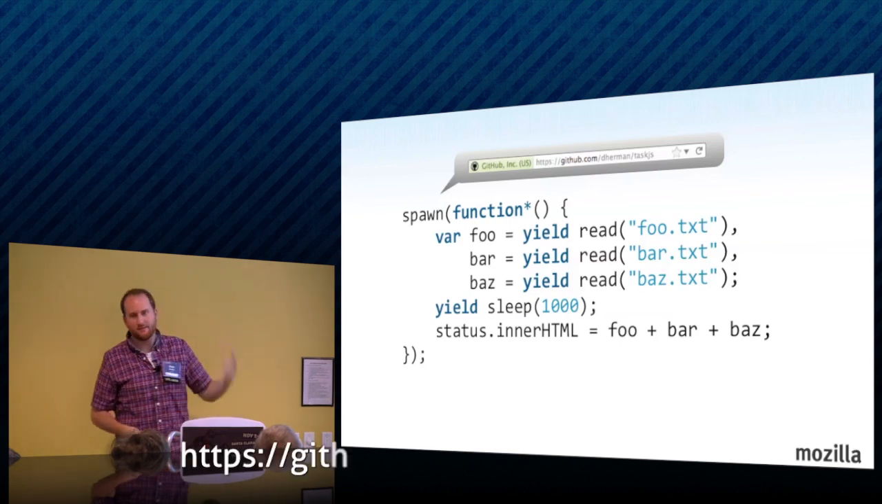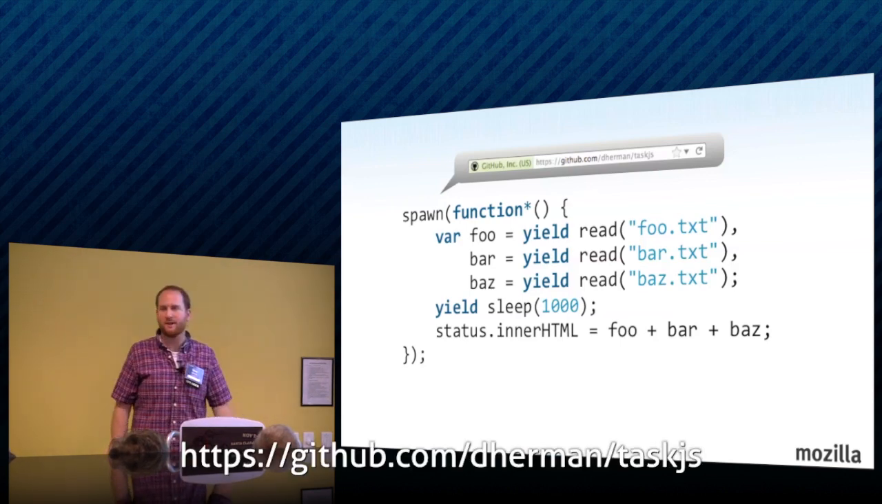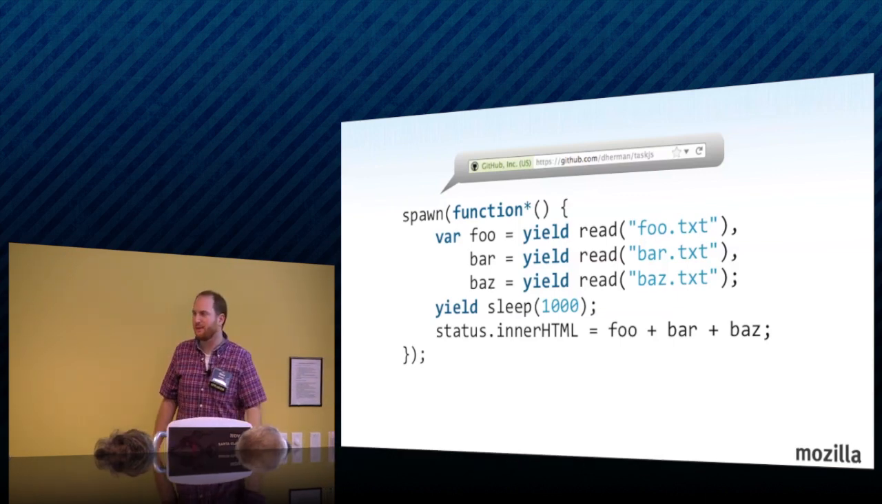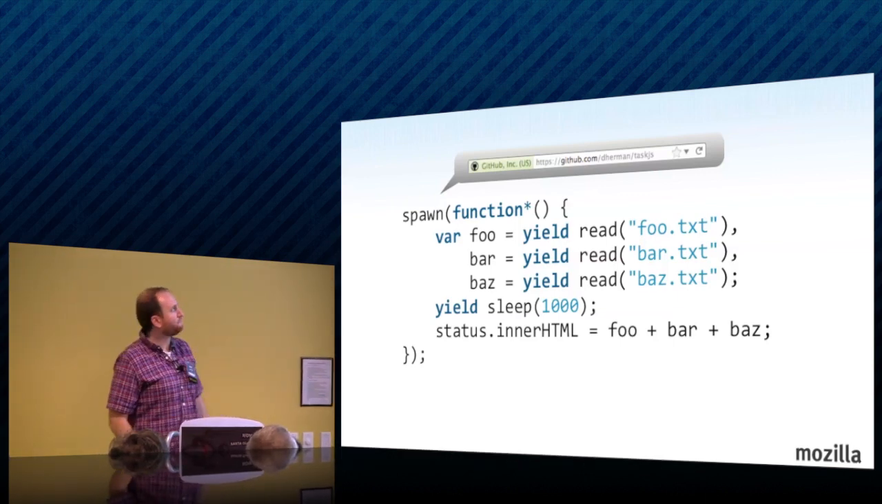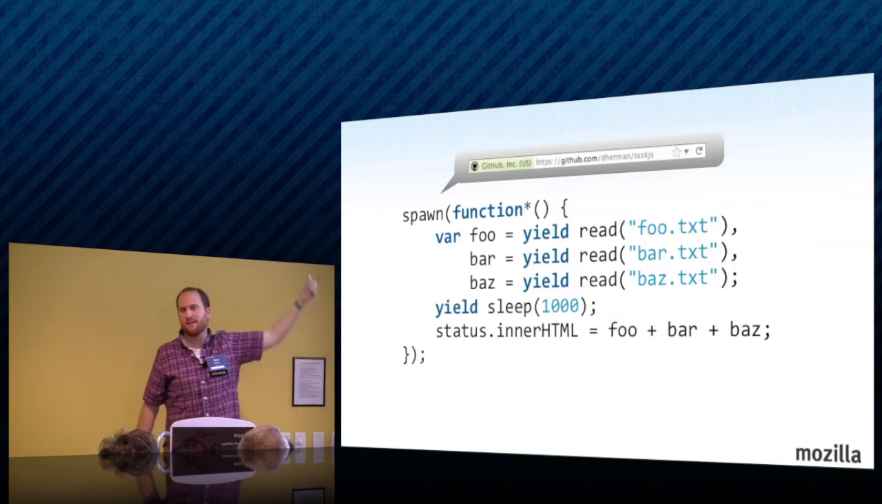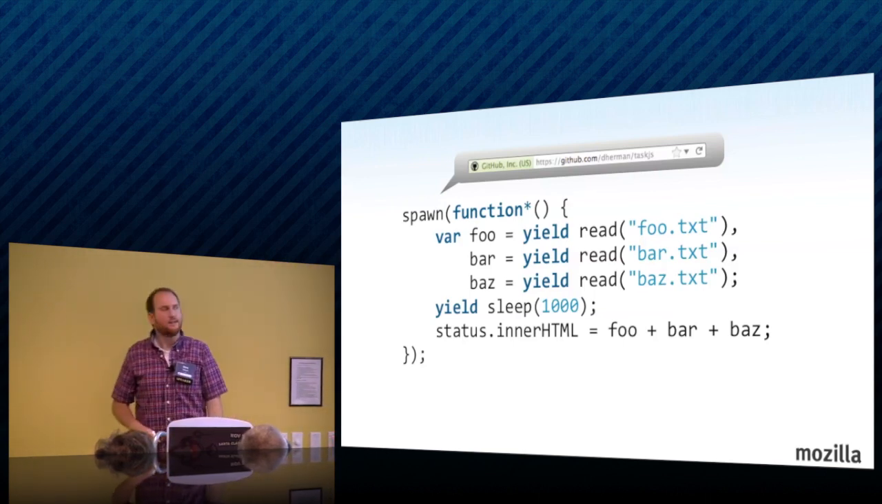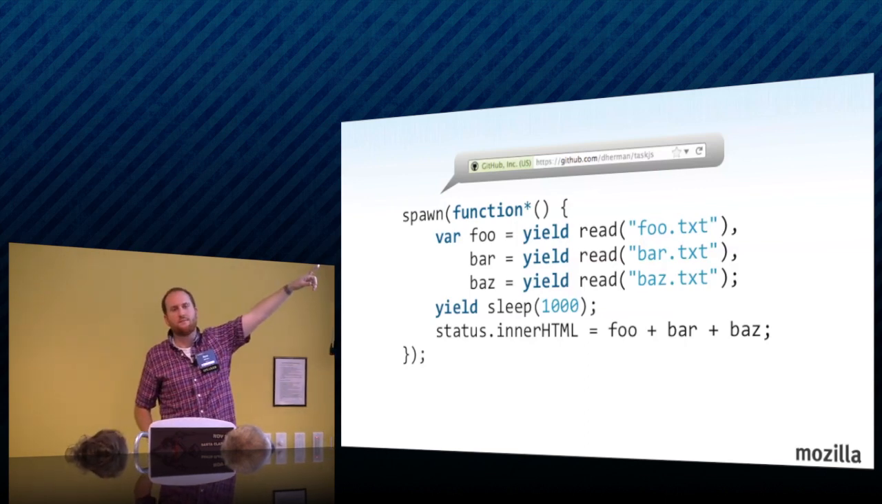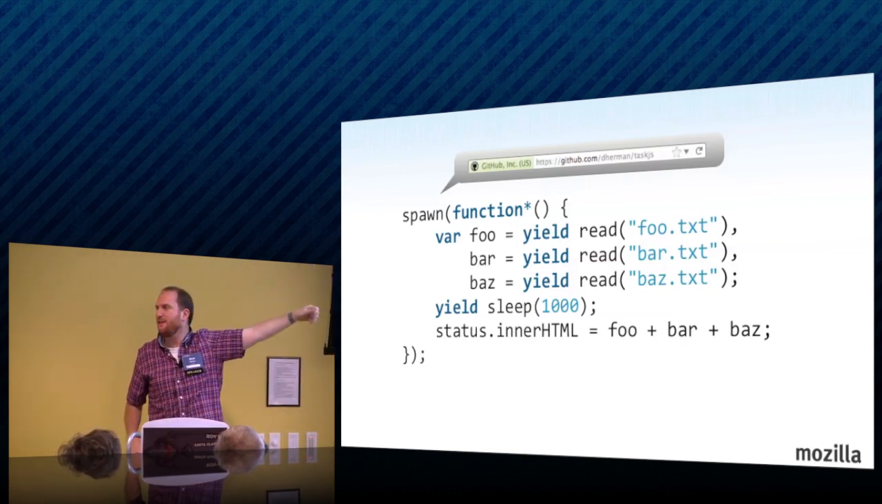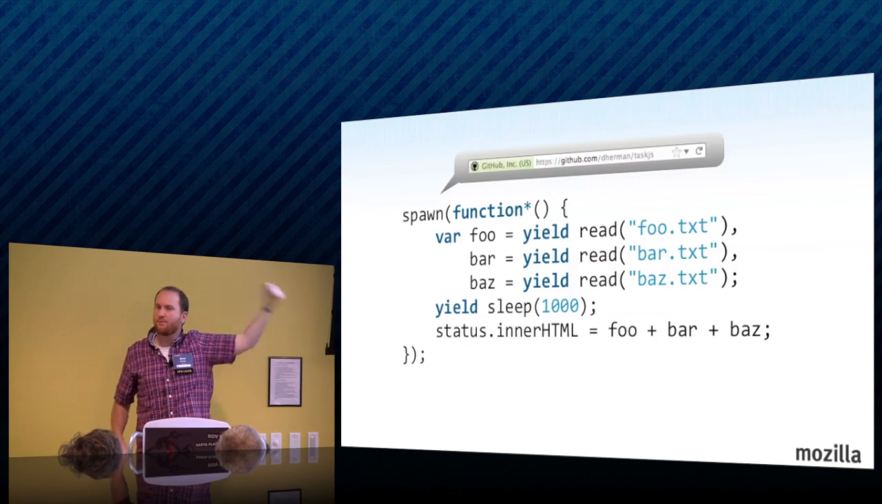It's called task.js. You can find it on GitHub. It's not in production-ready state, but it's just an experiment. And it's open source. I welcome anybody who wants to play around with this with me to join me. And the idea is I have this spawn function that'll take a generator function and basically put it into a scheduler. And every time you yield from what I call your task function, you just send it a promise.